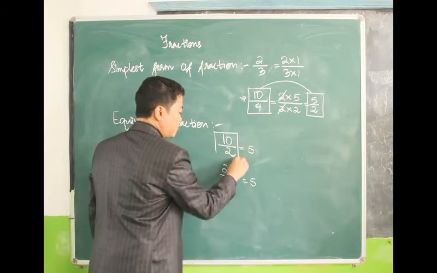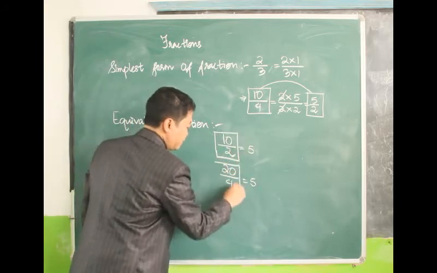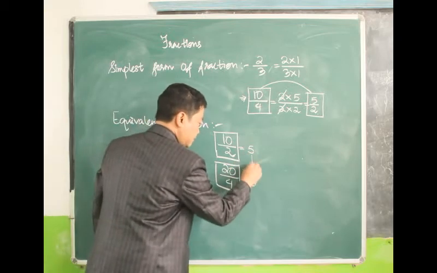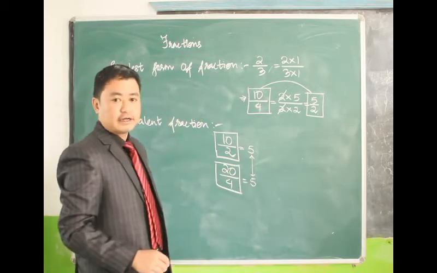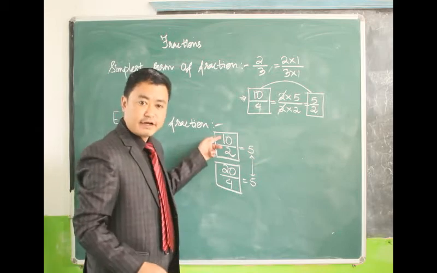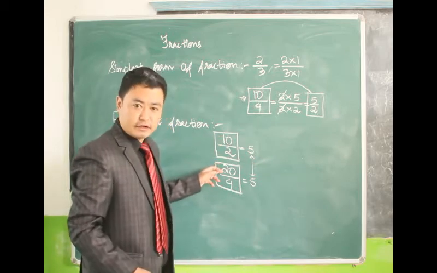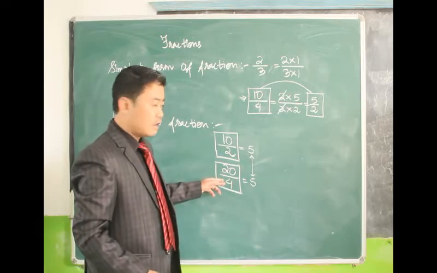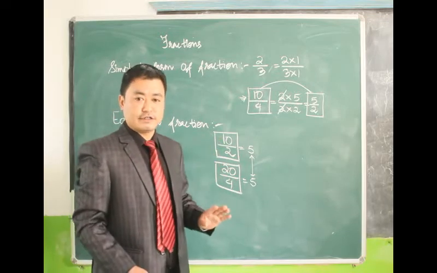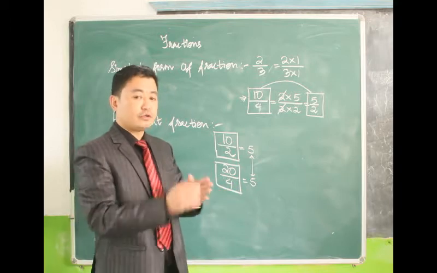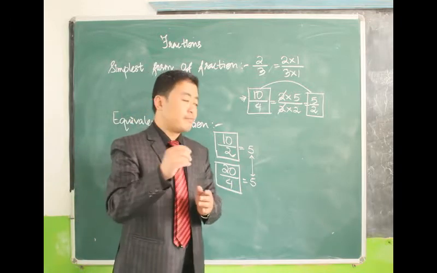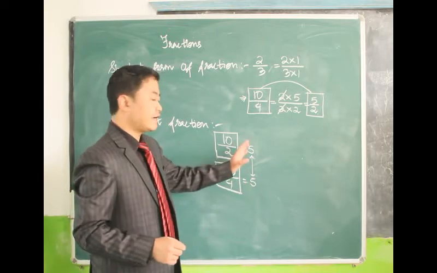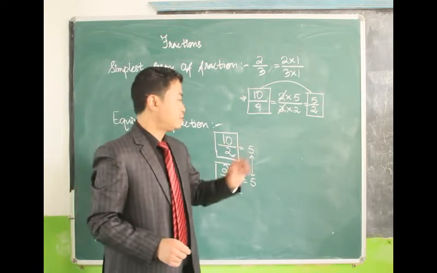See, though the fractional forms are different, here it is 10 divided by 2 and here it is 20 divided by 4, but the values are the same, equal values, isn't it? In the first fraction the numerator is 10 and in the second the numerator is 20. The denominators are 2 and 4. We have two different fractions with different numerators and denominators. But ultimately, both fractions represent the same value, that is 5.